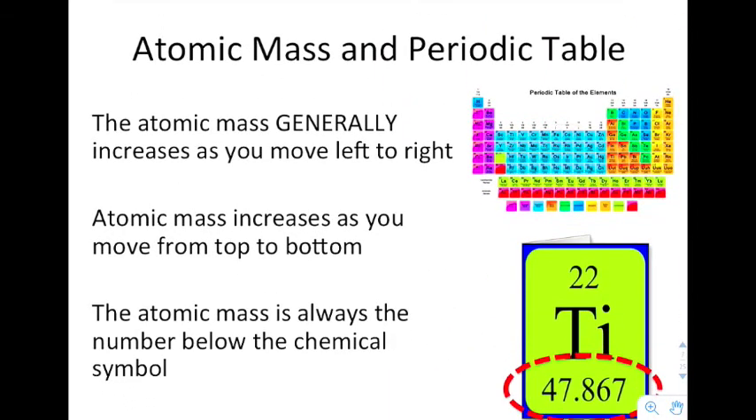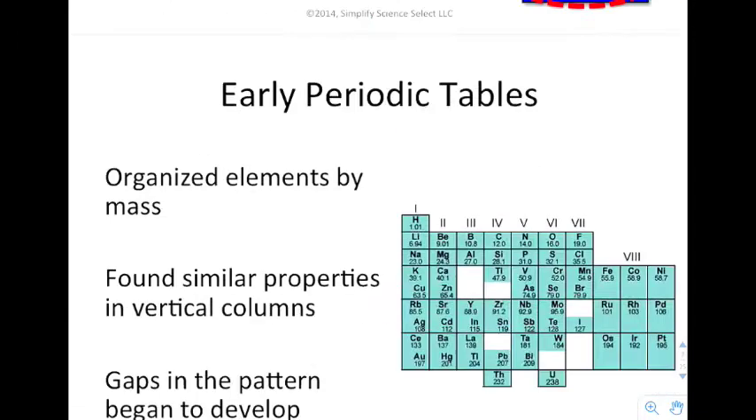Now, the atomic mass in the periodic table. The atomic mass generally increases as you move from left to right. So as you go this way, it usually goes up. Now, there are certain circumstances where it does not, and you can see one right in here if you're looking for it. The average atomic mass always increases as you move from top to bottom. So as you move down the periodic table, the average atomic mass does always increase, and you can always find the average atomic mass as the number below the chemical symbol whenever you look at the periodic table.